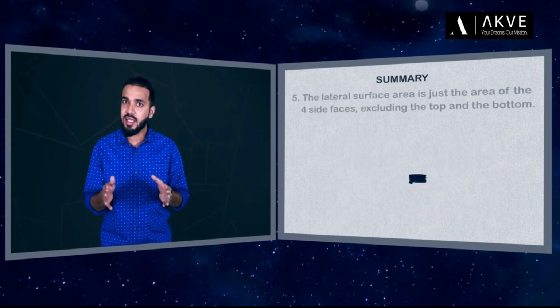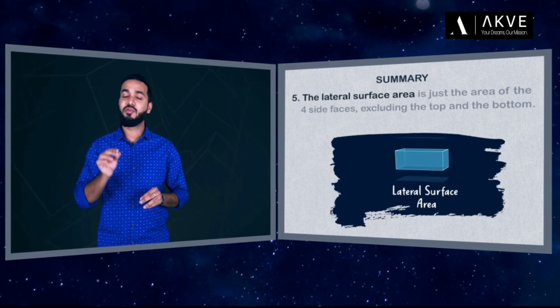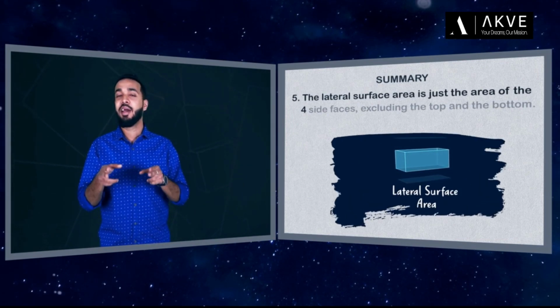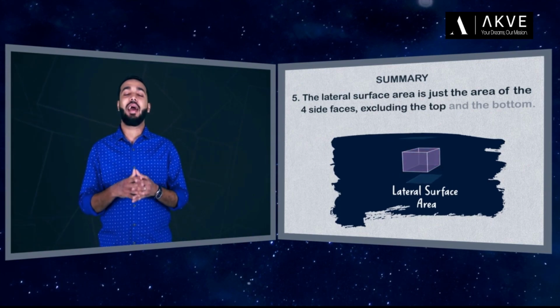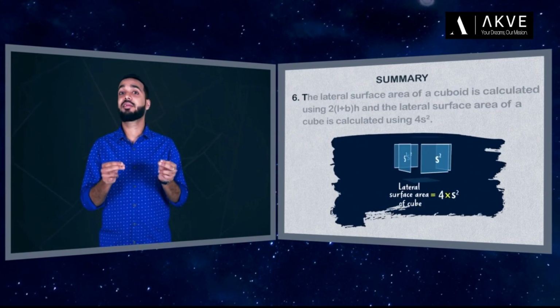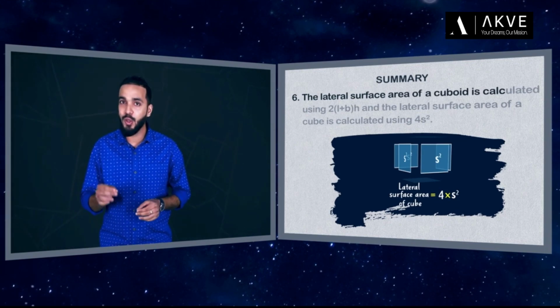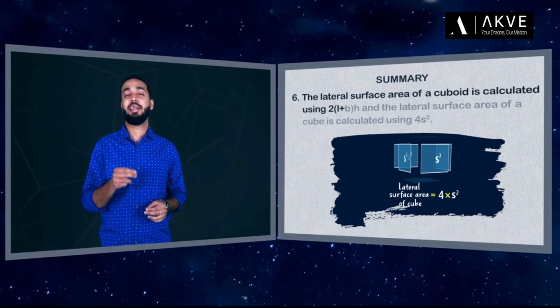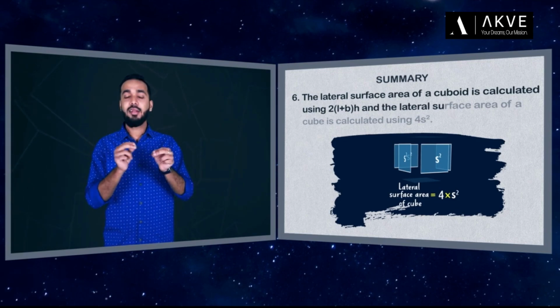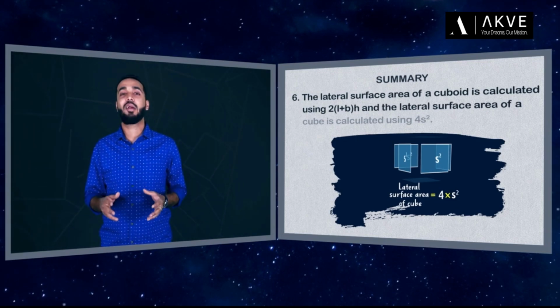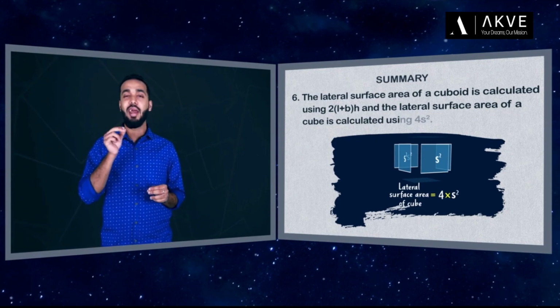The lateral surface area is just the area of the 4 side faces excluding the top and the bottom. The lateral surface area of a cuboid is calculated using 2 into (L plus B) into H, and the lateral surface area of a cube is calculated using 4S squared.